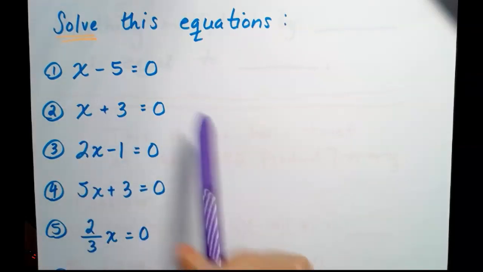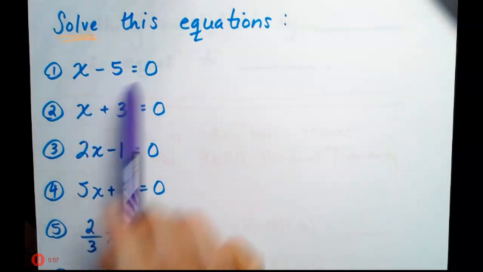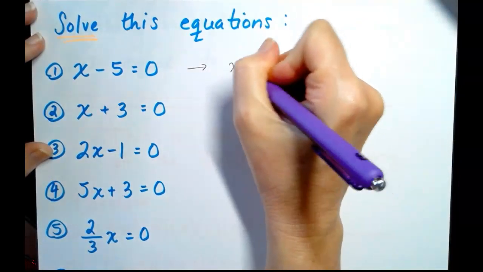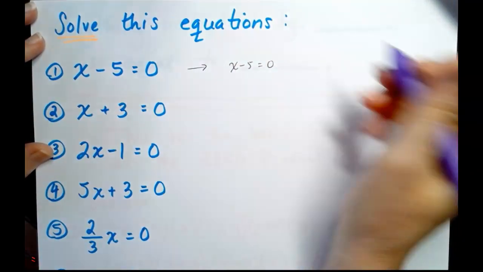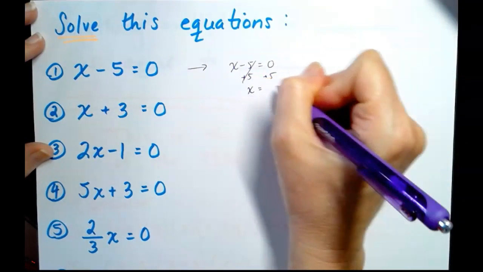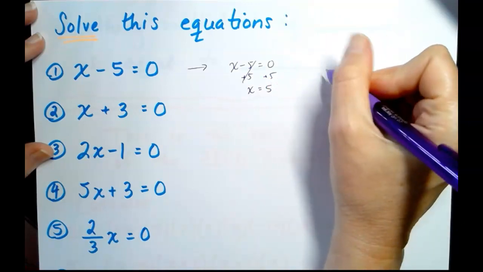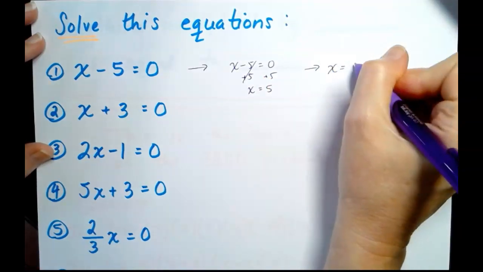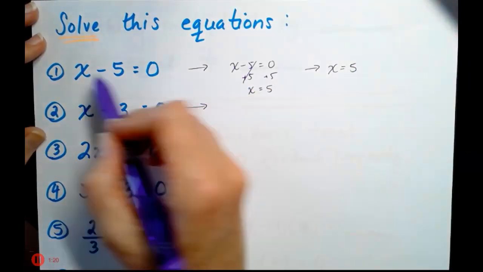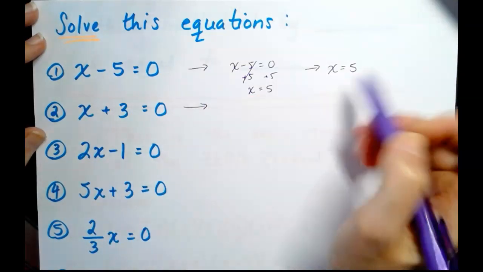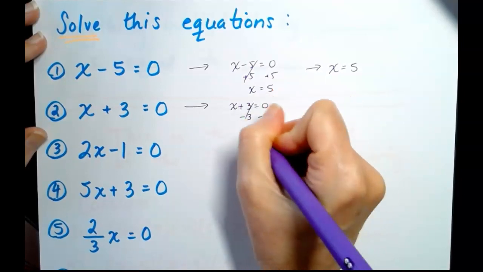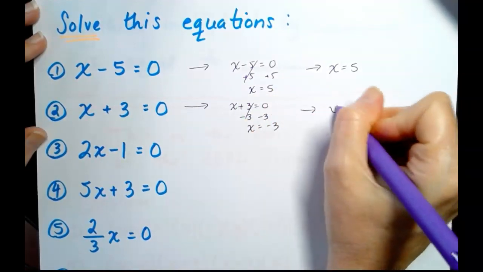So let's solve. If x minus 5 equals 0, think about all that we learned from the beginning of the year. If x minus 5 equals 0, and we add 5 to both sides, we find that x equals 5. So our solution for number 1 is x equals 5, which hopefully you see a pattern forming here. If the first one has a solution of x equals 5, the second one, x plus 3 equals 0, minus 3 minus 3, x equals negative 3.